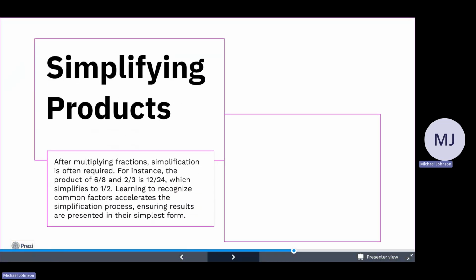After multiplying fractions, simplification is often required. For instance, the product of 6/8 and 2/3 is 12/24, which simplifies to 1/2. Learning to recognize common factors accelerates the simplification process, ensuring results are presented in their simplest form.